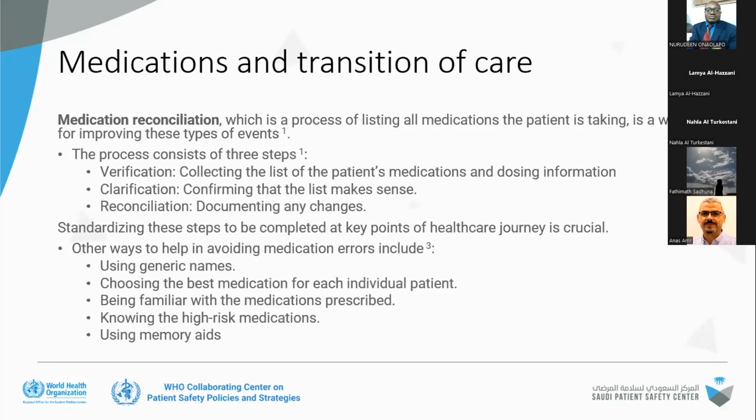So a solution for this, so as not to lose any important information about the medication, is medication reconciliation. It is done universally in many hospitals to ensure that all medications that the patient is taking, prescribed to them, or even self-prescribed by the patient, are in the record of the patient. The standardization of these steps during the whole health journey of the patient is crucial. Other ways to reduce medication errors during the transition of care are using generic names, choosing the best medication for each individual, being familiar with the medication you prescribe in your area and in your specialty, knowing the high-risk medications in your area, and using memory aids.